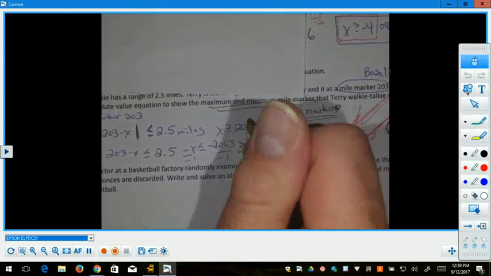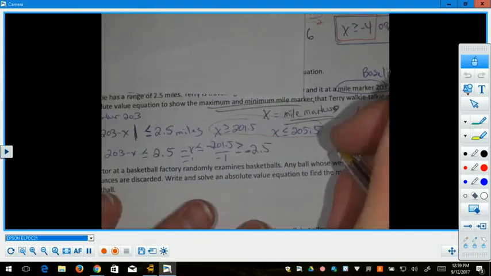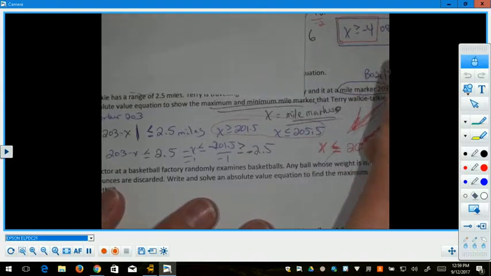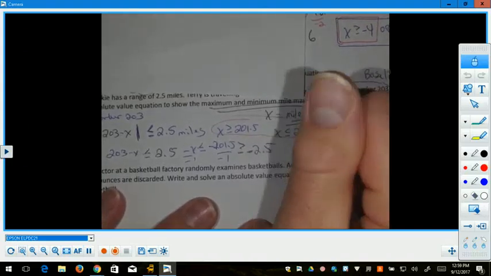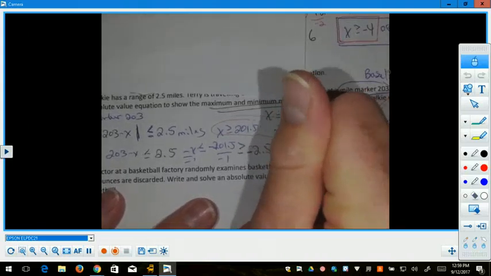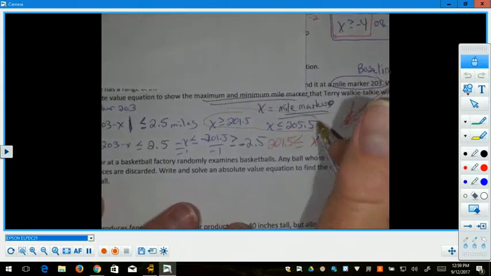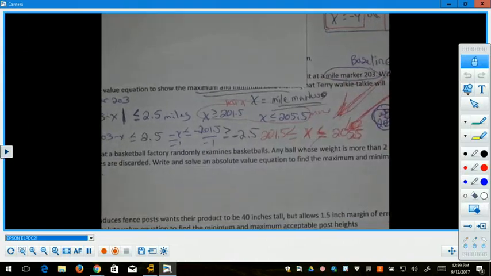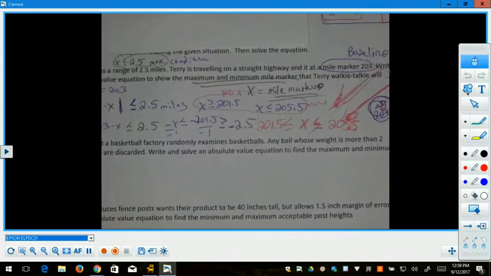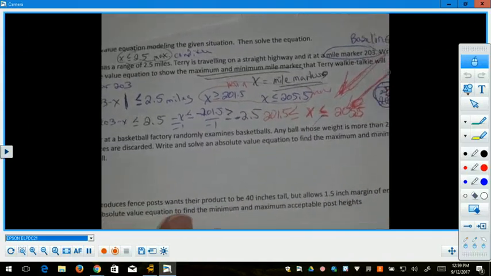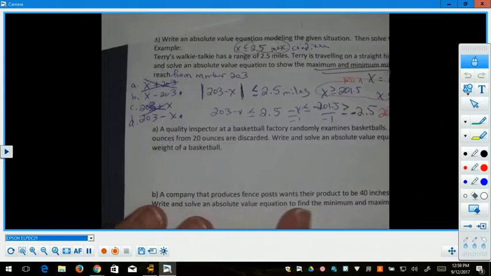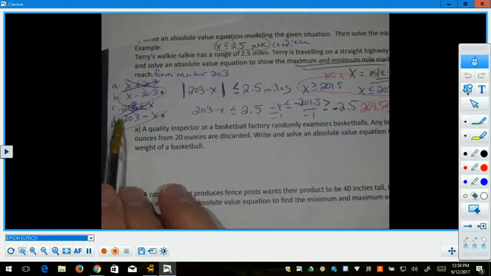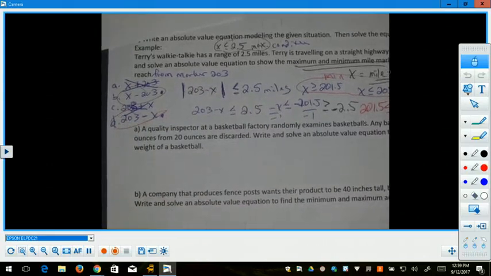Now, is this the only way I can write this? No. For his walkie-talkie to work, he's got to be in range. He's got to be somewhere between mile marker 205.5 and 201.5, but he can't go past either one of those. This is the maximum, this is the minimum for his mile marker for his walkie-talkie to work. All right, let's take a look at, yes, sir. Can you move the thing to the left? This way? Yep. So you would have been okay with this or this. I usually do the baseline minus, and you'll see that in a second as well.